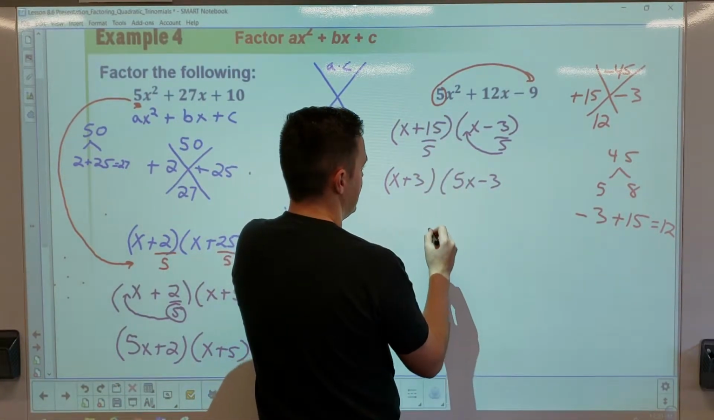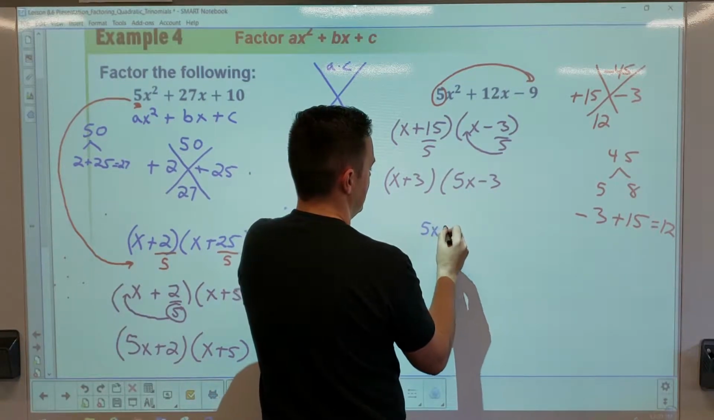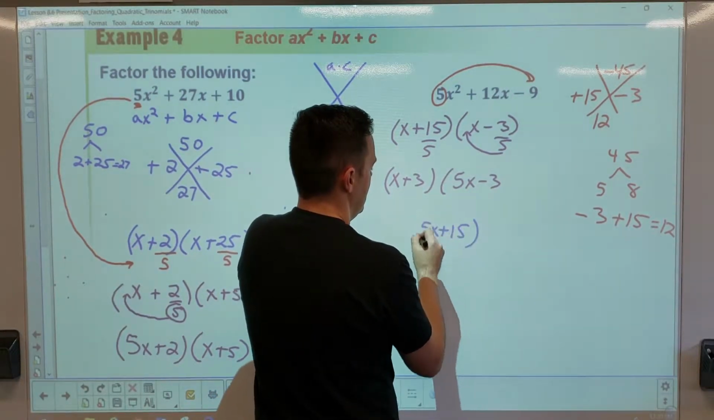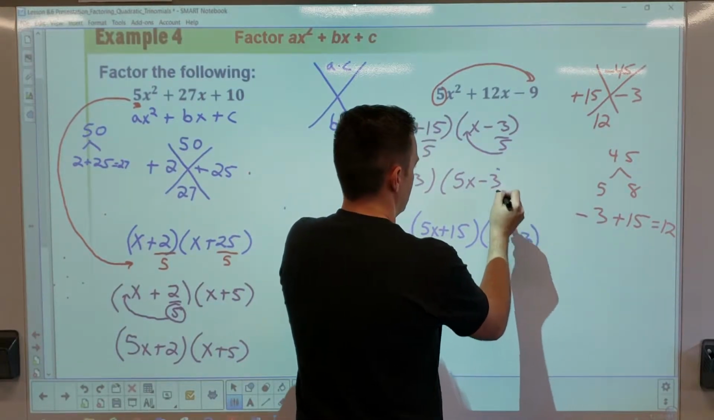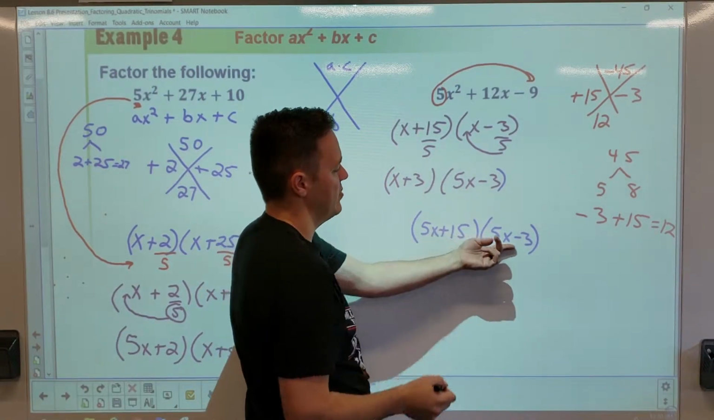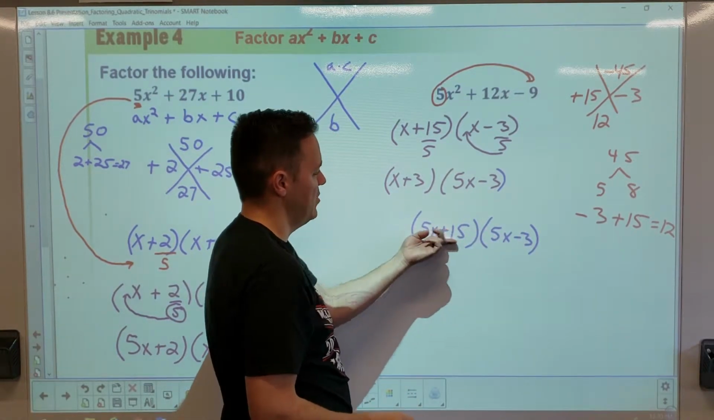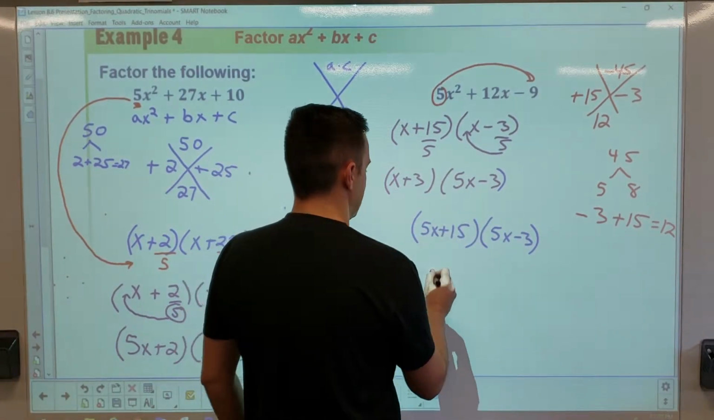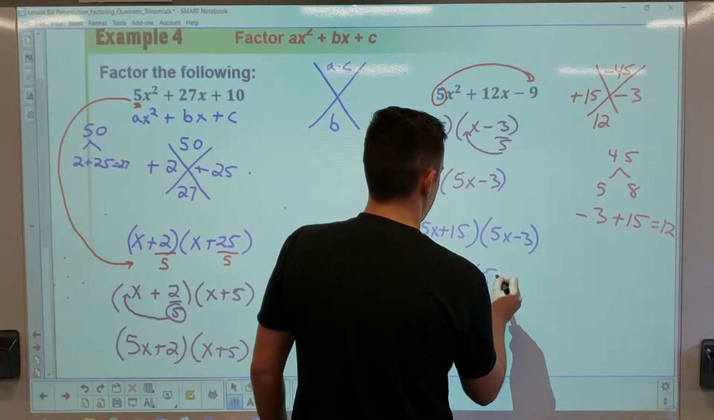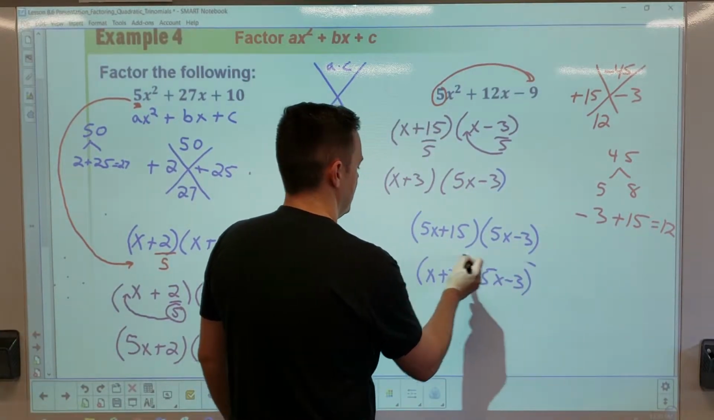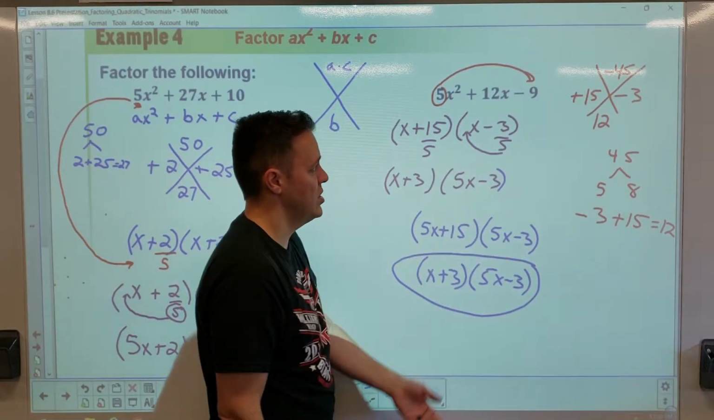If I do it the other way, let me use blue in this case. Remember, it'd be 5 coming down, so it would be 5x plus 15, and then it's going to be 5x minus 3. Sorry, I didn't close that one off. Can you factor anything out of this one? No. But can you factor a 5 out of here? Yes. So you'd be x plus 3, 5x minus 3. Same answer, two different methods.